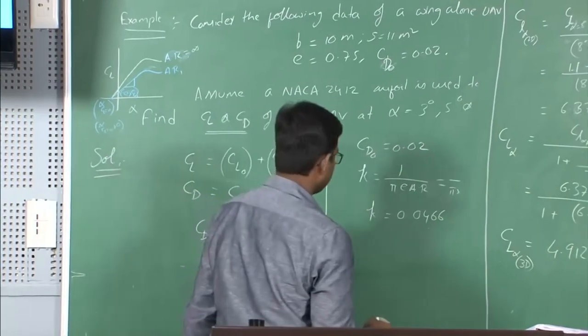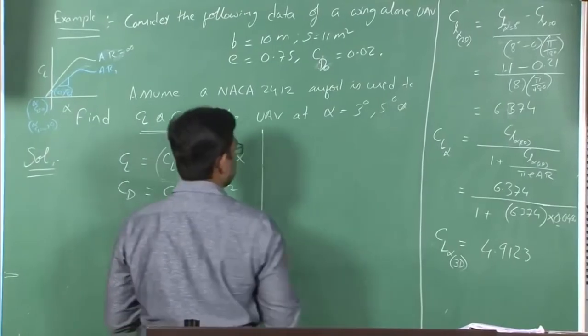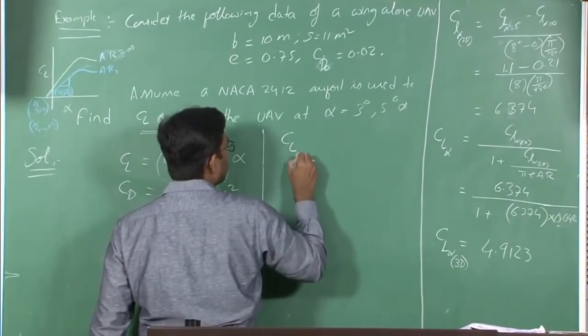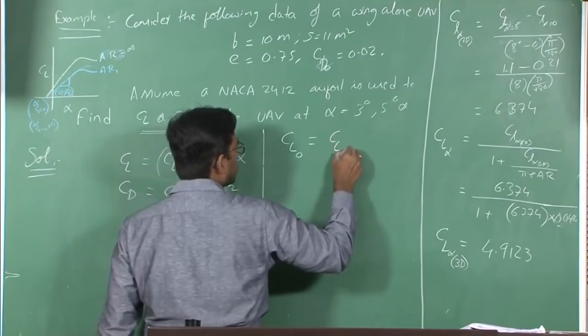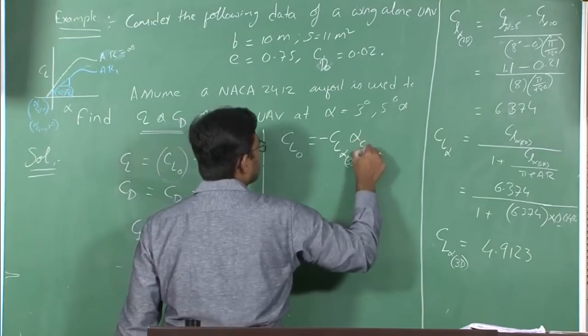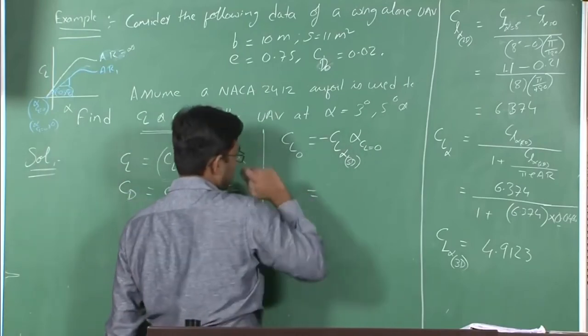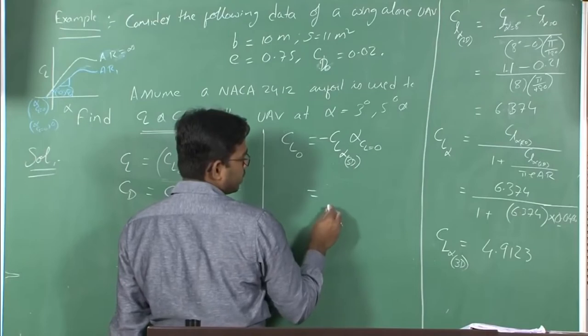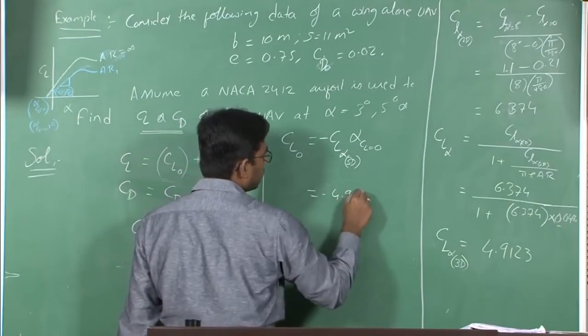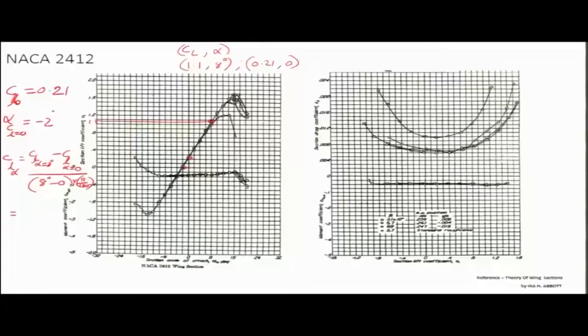So, this CL naught 3D is equal to minus CL alpha 3D into alpha at which CL becomes 0. That is what you will end up solving in that equation, right. So, CL alpha 3D here is 4.9123 into alpha at which CL is equal to 0. From the airfoil data we can find alpha at which CL is equal to 0 is minus 2 degrees, right.